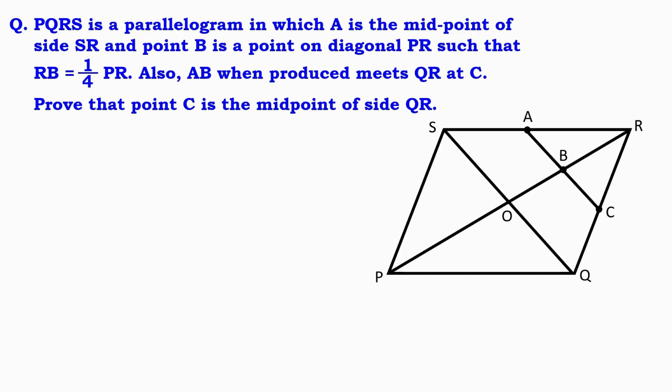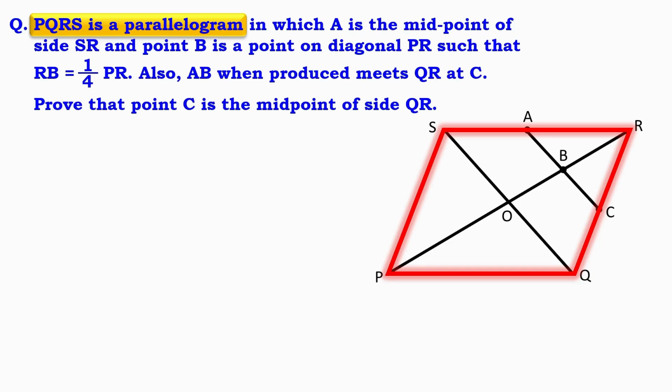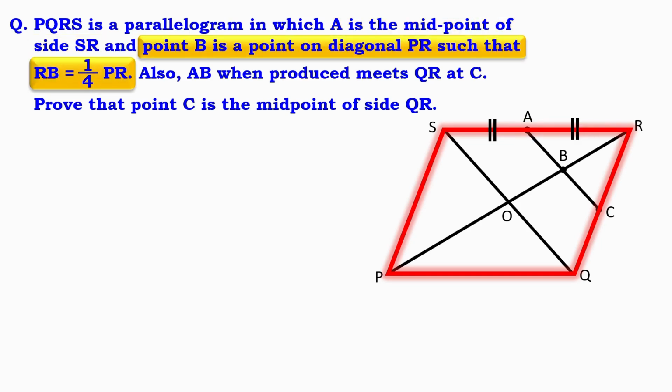So let us draw it first. PQRS is the parallelogram, right? Now A is the midpoint of side SR. So that means AS is equal to AR, since A is the midpoint. And B is the point on diagonal PR such that RB is equal to 1 by 4th of PR.